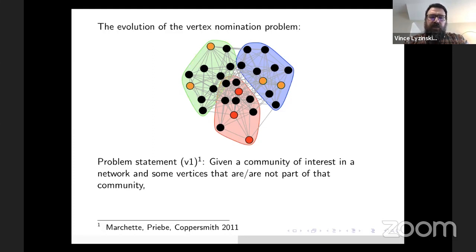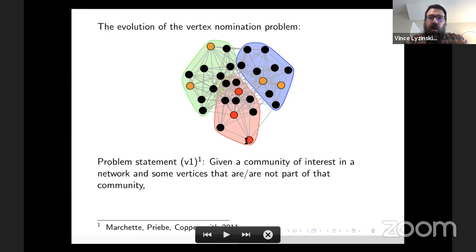And the original problem statement dates back to this 2011 paper, where the motivation was looking for fraudulent activity or fraudulent actors in the Enron email corpus. The problem was: you're given a community of interest, that's this red community here. In the original problem, these were the fraudsters. But whatever makes the community interesting is up to the user.